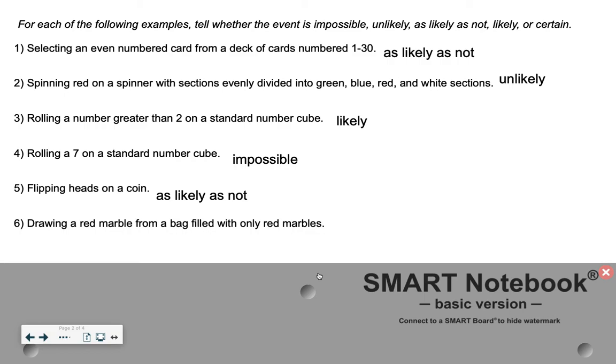All right, number 6. Drawing a red marble from a bag filled with only red marbles. So we only have red marbles in the bag. So we're definitely going to pull out a red marble. We don't even need to know how many marbles there are in this case because we know they're all red. So the probability of pulling a red marble from a bag of only red marbles would be 1 whole. It's certain to happen. There's no other outcome that we could get besides getting red.